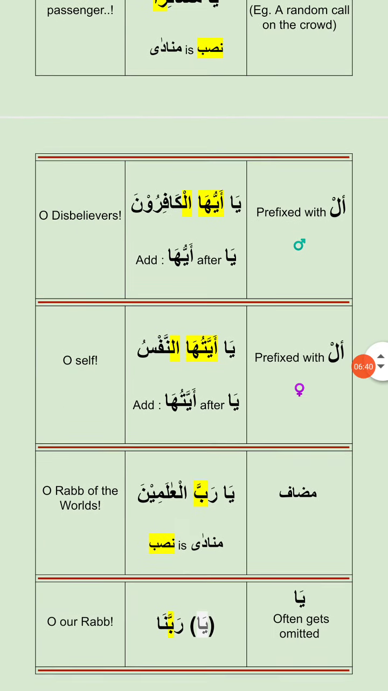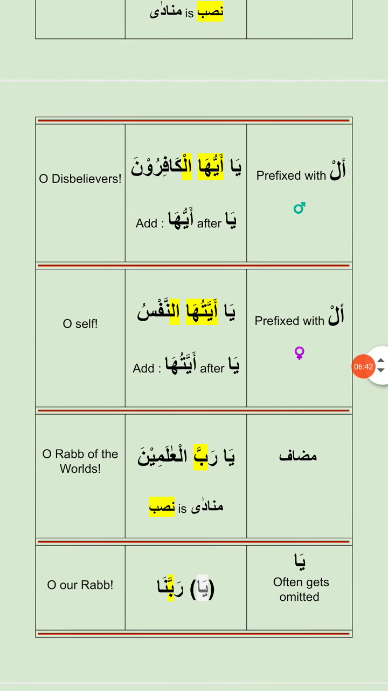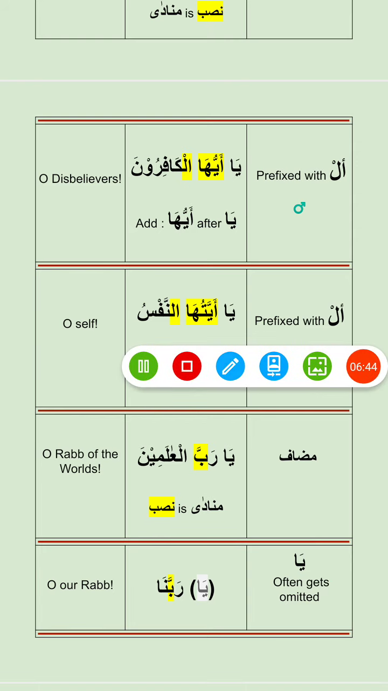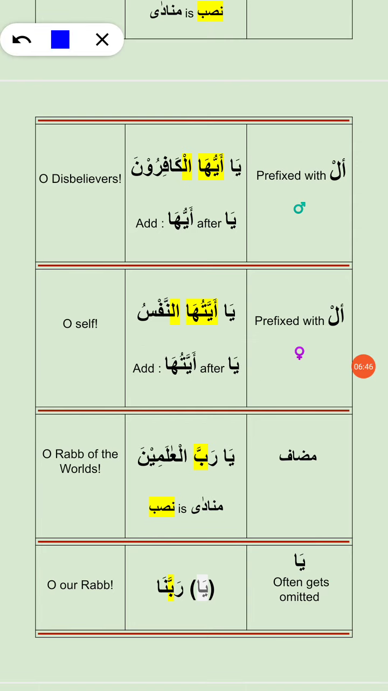Okay, next, what if the munada is prefixed with al? That means that it is mu'arraf bil lam. As you can see, our munada is al kafiruna. Okay, and it is prefixed with al. It is mu'arraf bil lam. So in such cases where the munada has been prefixed with al, you simply add ayyuha after ya.